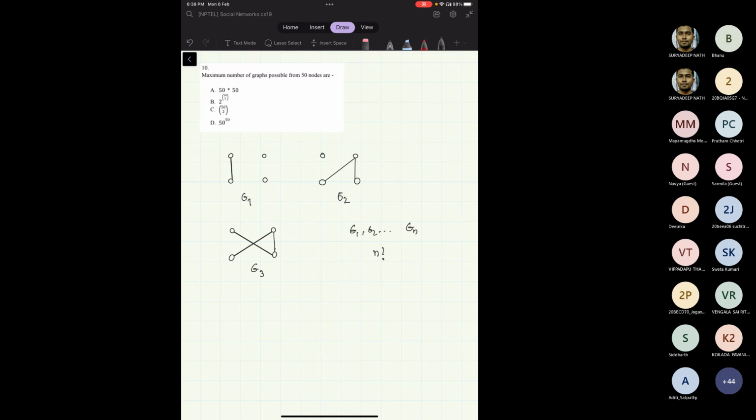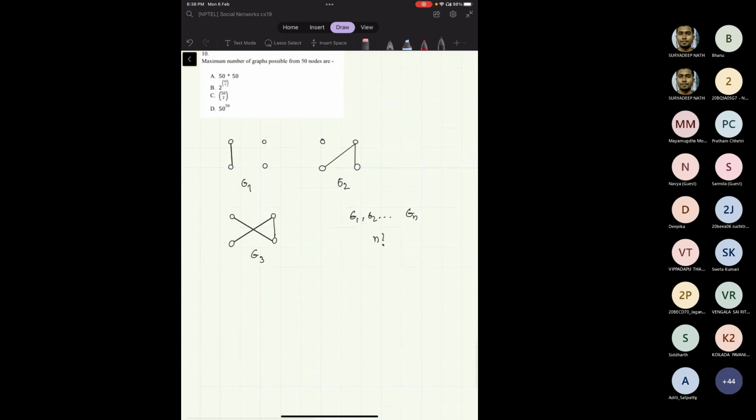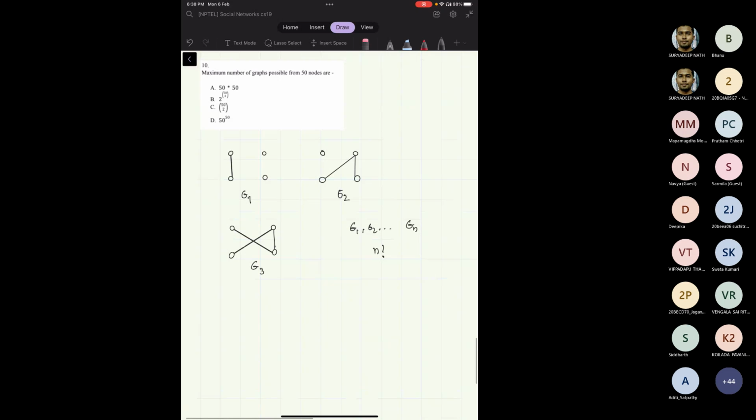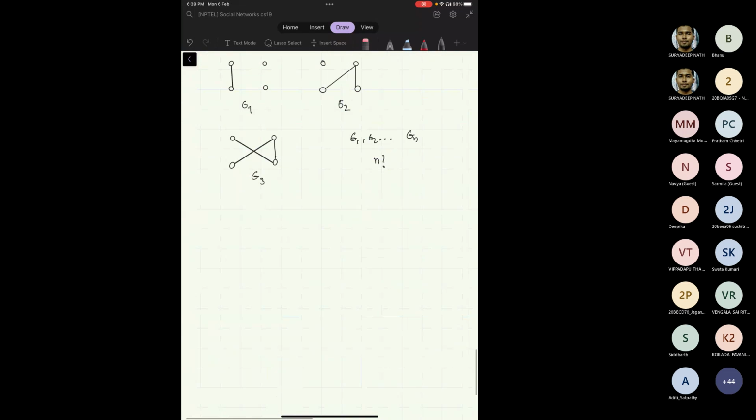So what is n? If we are given the number of nodes, we know the number of nodes, in this case 4, how many varieties of graphs can we get from the combination of these 4 nodes? So in our problem, instead of 4, there are 50 nodes. So how will we solve this problem? First, let us consider how many total number of edges there can be in a graph of 50 nodes.